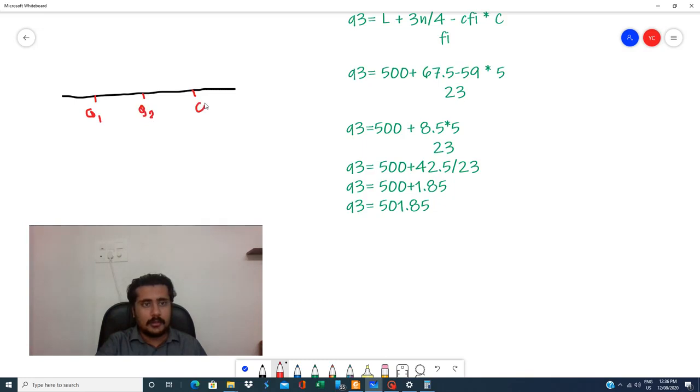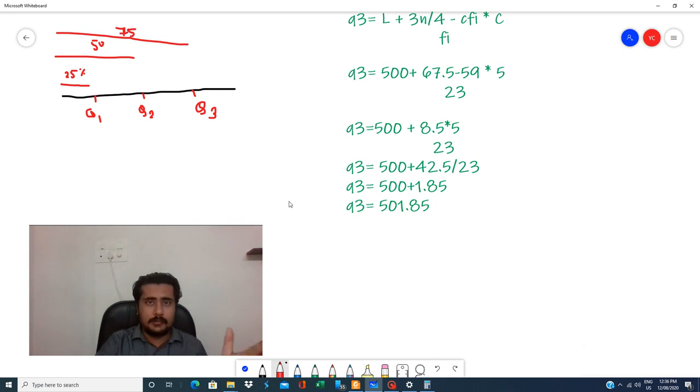Now what happens? Q1 covers 25% of the area, Q2 covers 50% of the area, and Q3 covers 75% of the area. Why so, sir? Because there is a line of 100%. Q1 is 25%, Q2 is 50%, Q3 is 75%. So this 501.85 answer is the maximum quantity here, having at least 75%. So this is the maximum ml you can say of the milk.